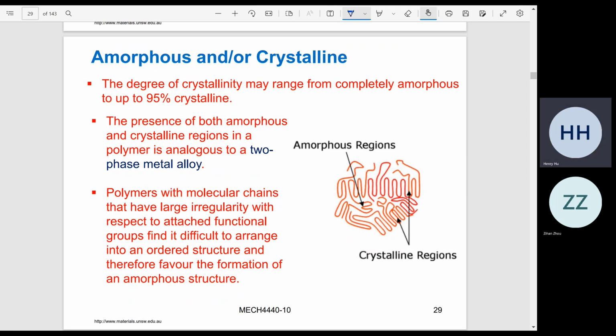The degree of crystallinity may range from completely amorphous, with the less regular prisms of the image, up to 95% crystalline, which are the regular cone-shaped versions of the image. The presence of amorphous and crystalline regions in a polymer is analogous to a two-phase metal alloy. Polymers with molecular chains that have large irregularity or attached functional groups make it difficult to arrange a uniform structure and therefore favor the amorphous.